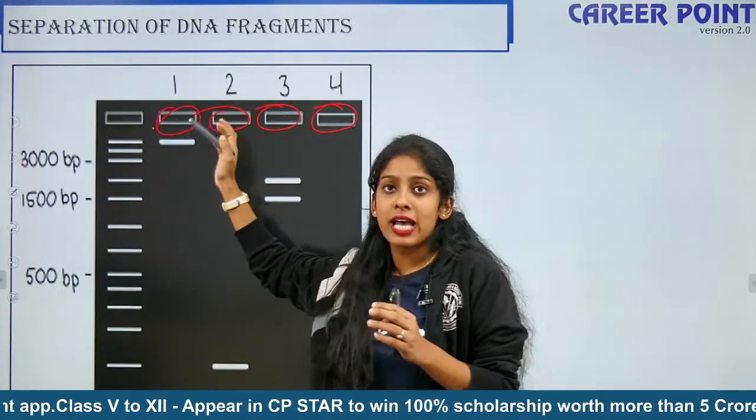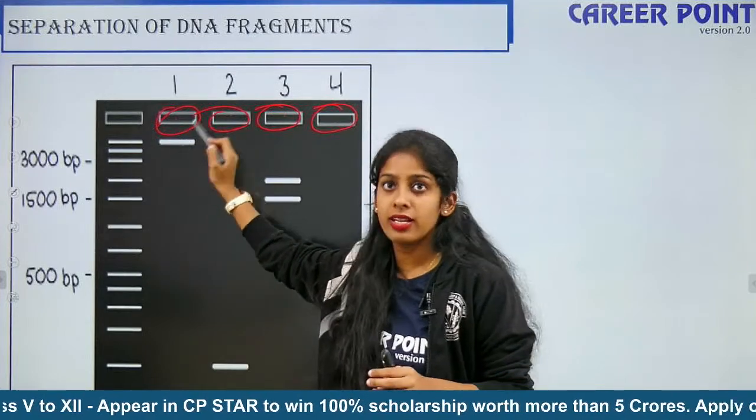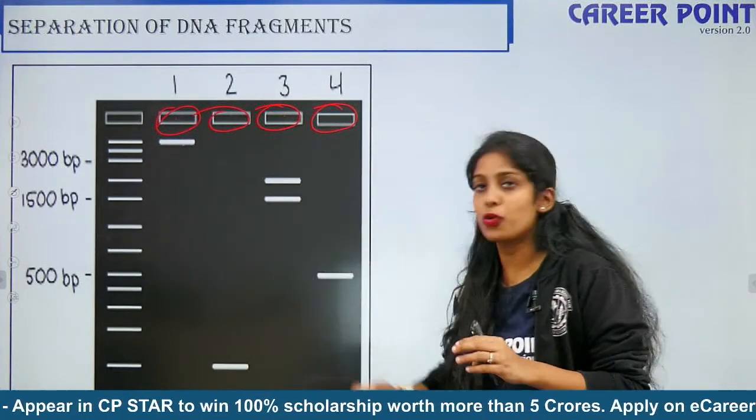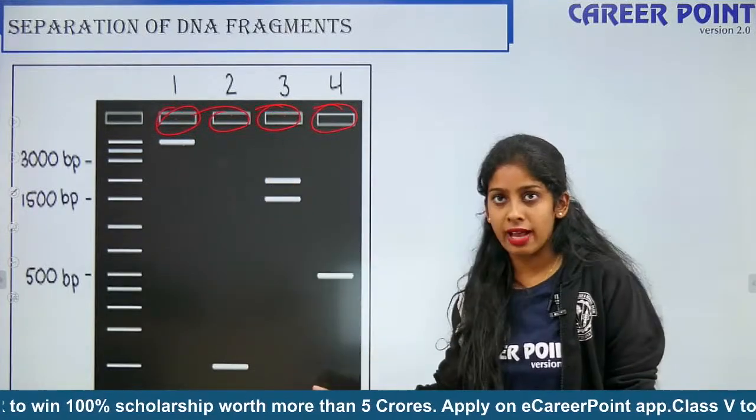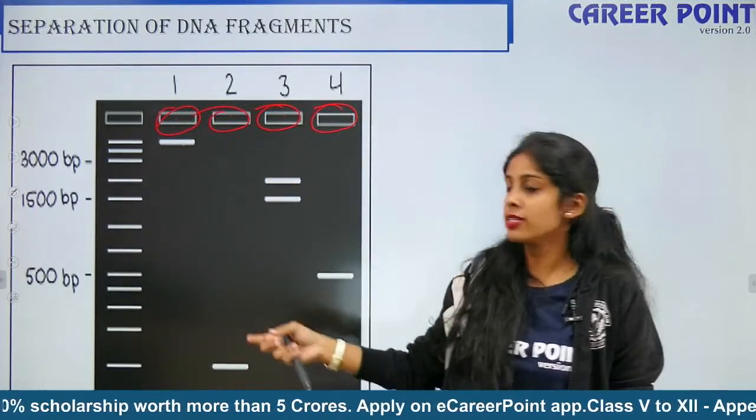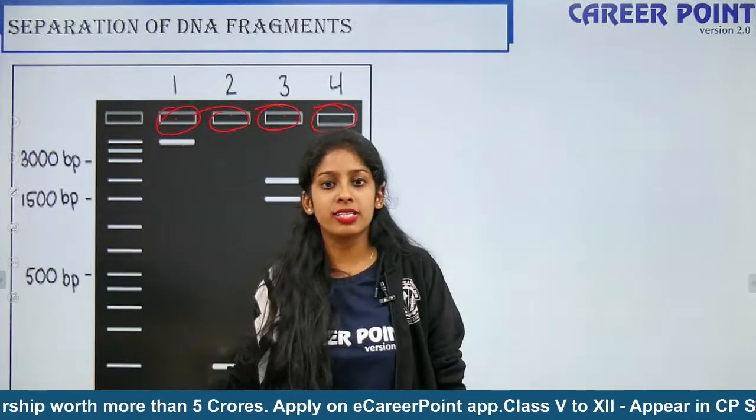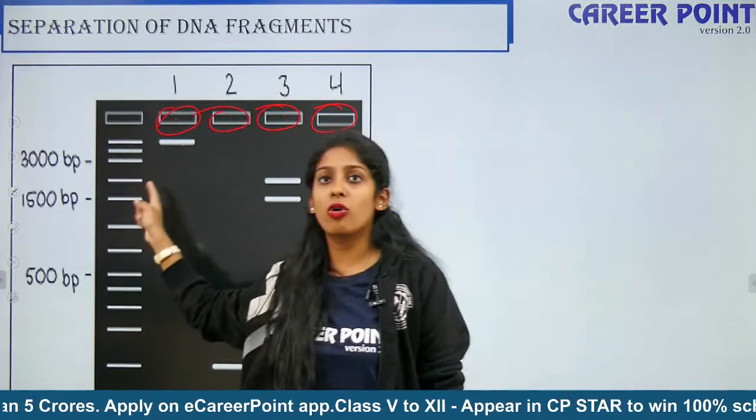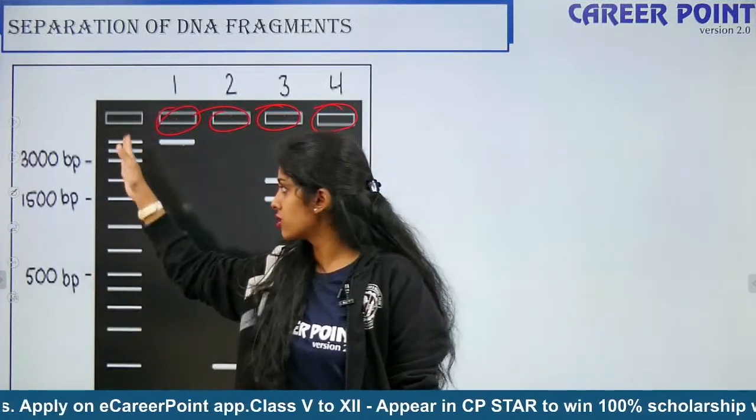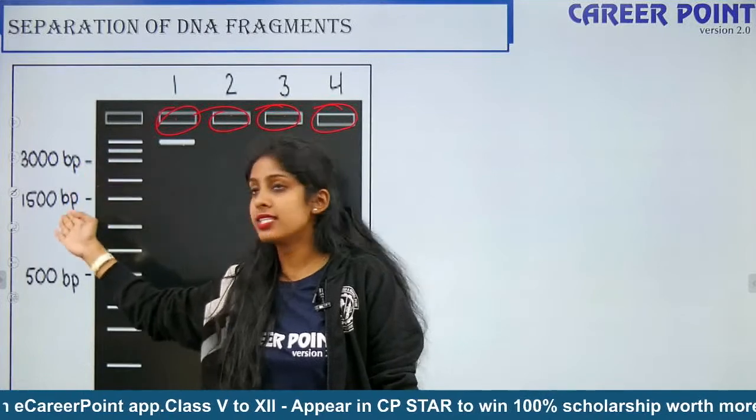And if your sample is heavier, it will stay right here, and if it has been fragmented, it will move quickly. So now, if you want to identify the base pair size of each fragment, you make sure you run what is called a ladder. A ladder is a predefined DNA fragment whose sizes are already known to us. This is commercially available. So these sizes are marked.